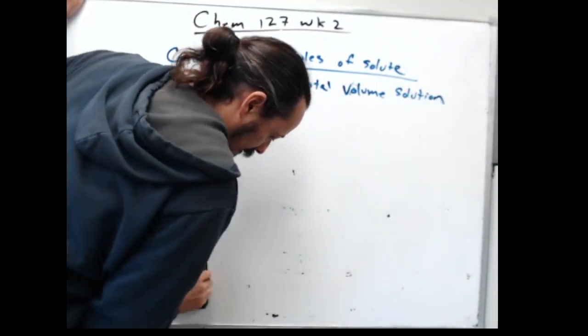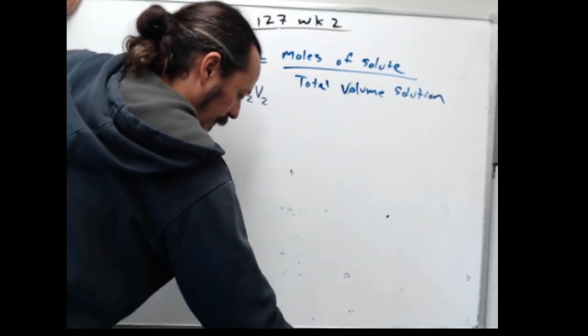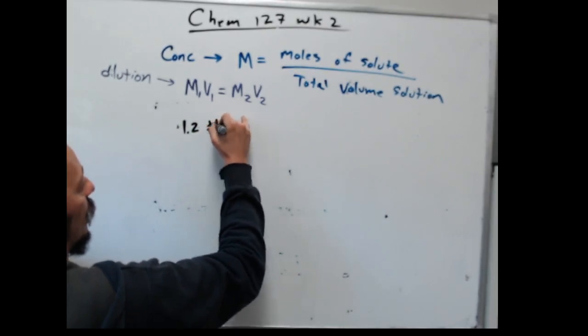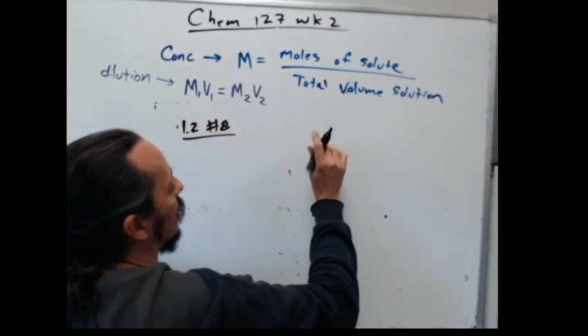It's number 8, and it says, an unknown sample of red dye has a measured absorbance of 0.442 at the lambda max of 516 nanometers.